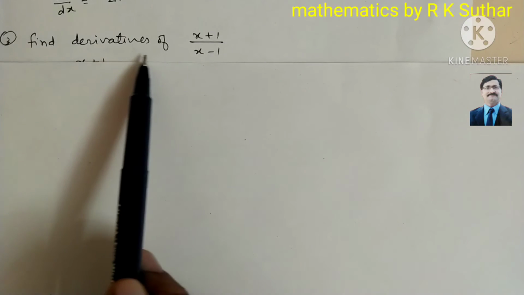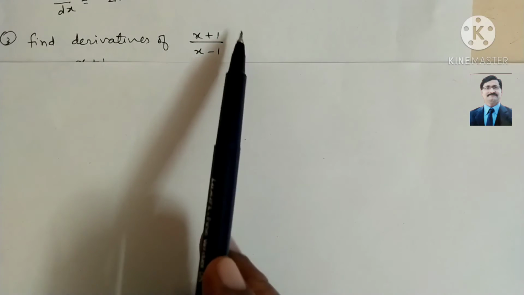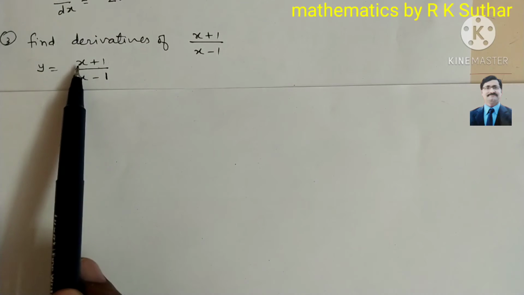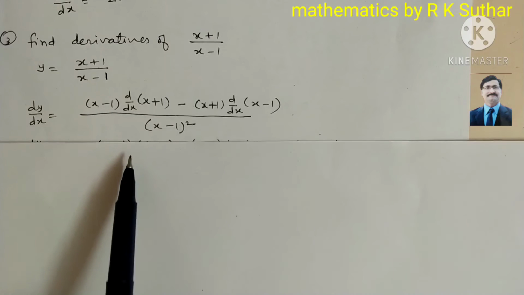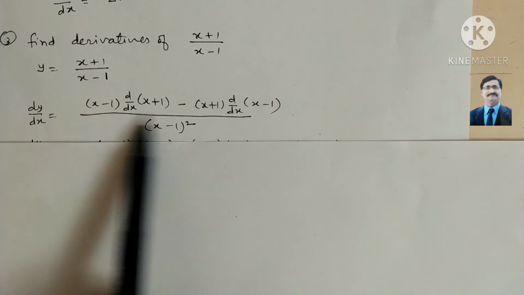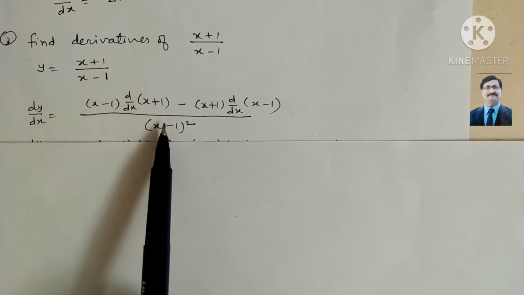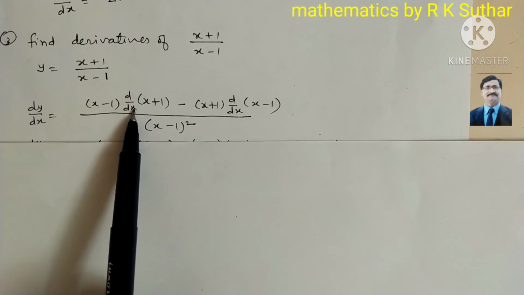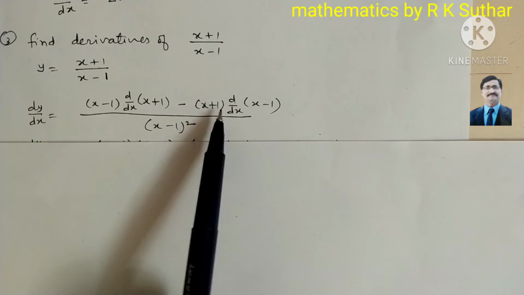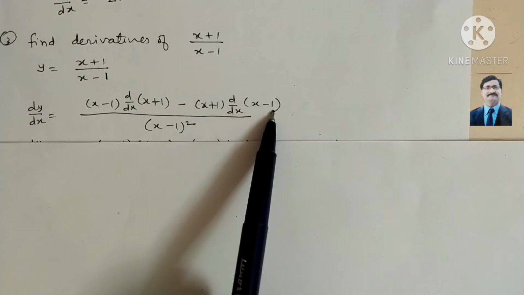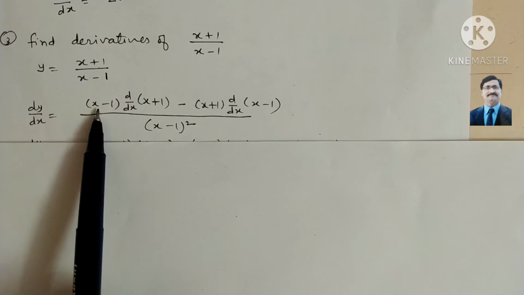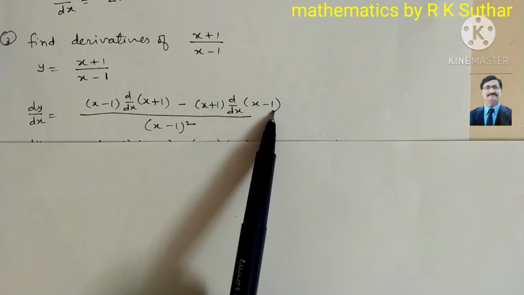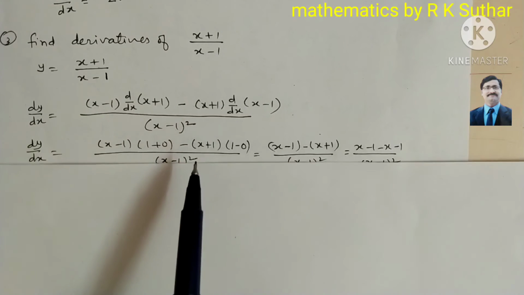Now we have to find the derivative of (x plus 1) upon (x minus 1). Here we use the f(x) upon g(x) formula. So y equal to, first we write, x plus 1 upon x minus 1. Now we write dy by dx equal to, in the denominator we have the square of the denominator, (x minus 1) square, and in the numerator we have (x minus 1) differential of (x plus 1) minus (x plus 1) differential of (x minus 1). So in this format we get dy by dx equal to (x minus 1) d by dx of (x plus 1) minus (x plus 1) d by dx of (x minus 1) upon (x minus 1) whole square.